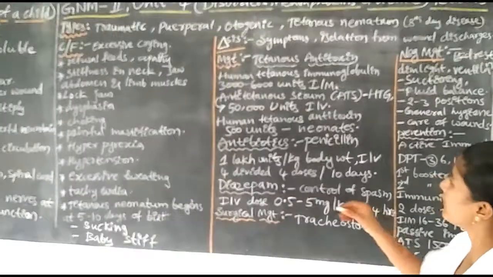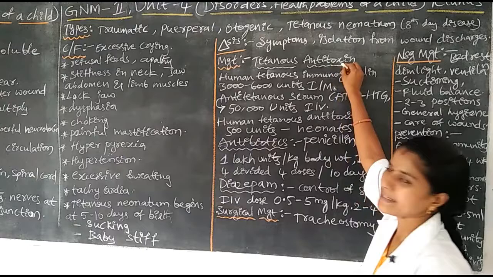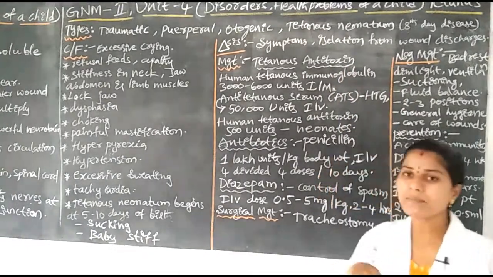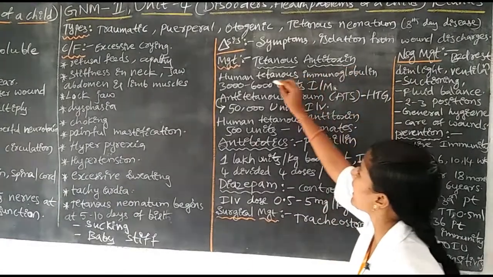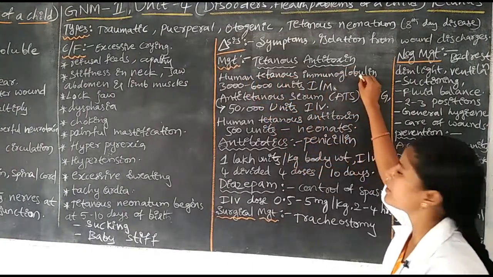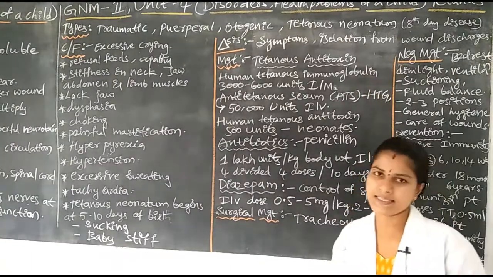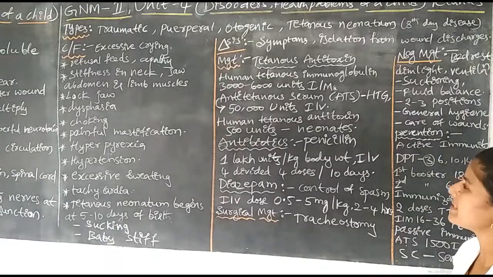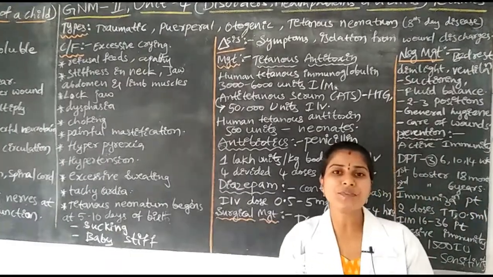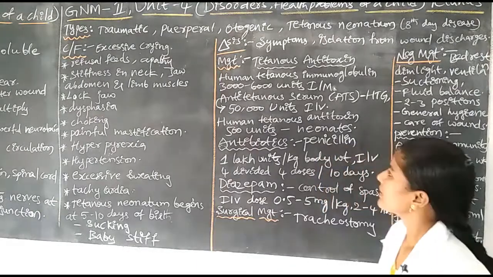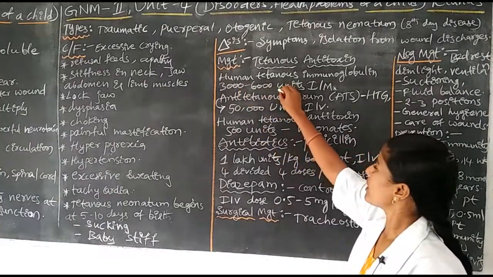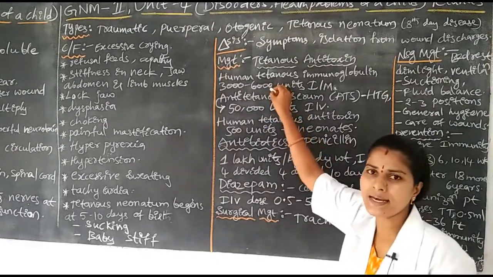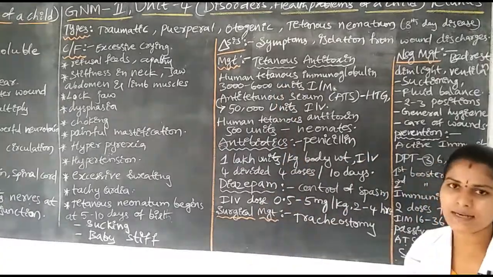Here the medications are tetanus antitoxins. We administer tetanus antitoxin like human tetanus immunoglobulin, TIG. What is the dose? How much dose do we have to administer to the children? 3000 to 6000 units we have to administer. The route is intramuscular.